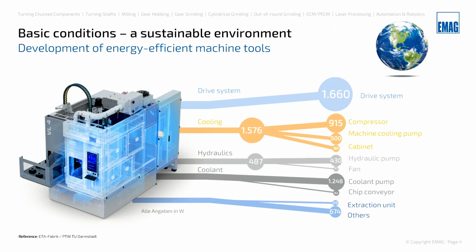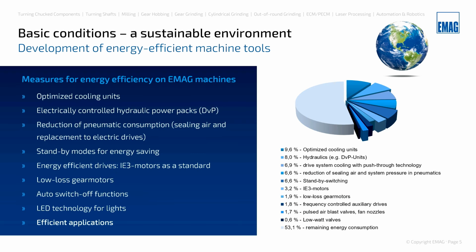If we have the cooling, the compressor, the machine cooling pumps, the hydraulics, of sure the goal is perhaps in the future a hydraulic-free machine, but that's not yet ready. And then we have the coolant. And about this, we will talk later because the coolant has a share of about 1,200 watt on a machine. So that's of sure also a big driver for an efficient process.